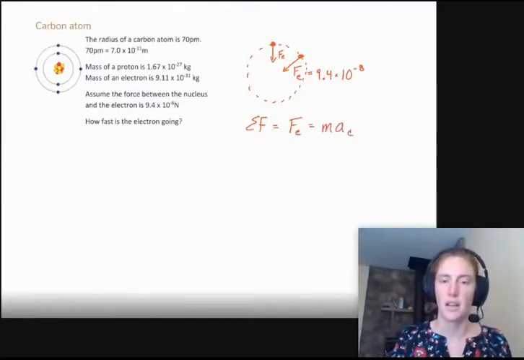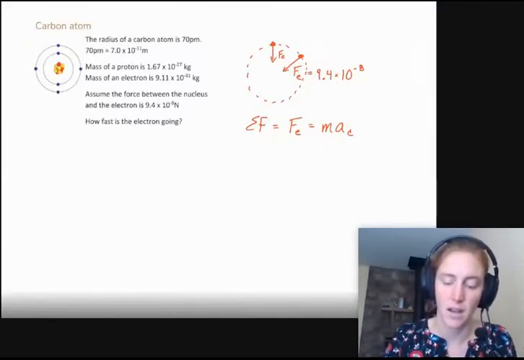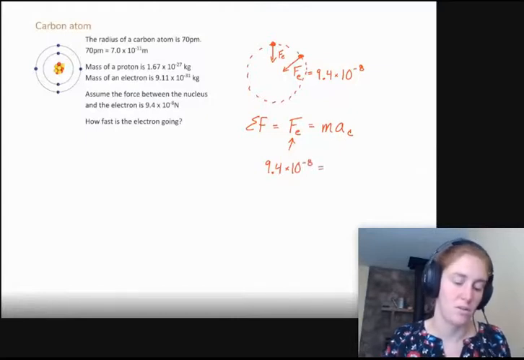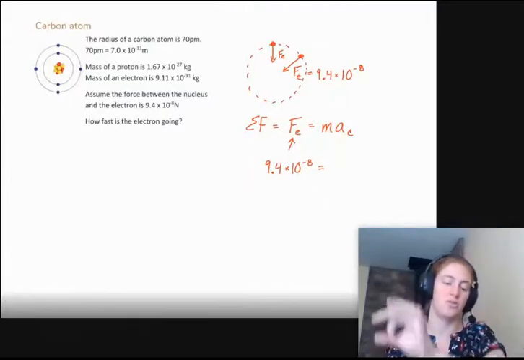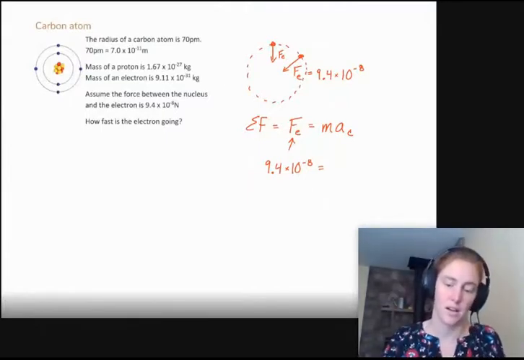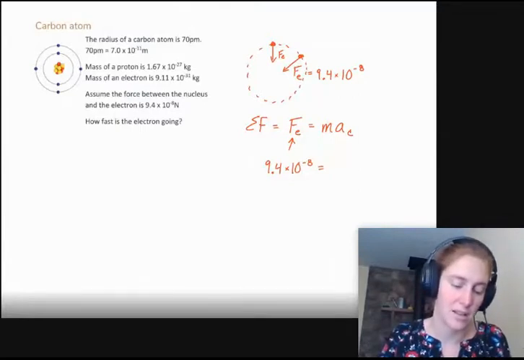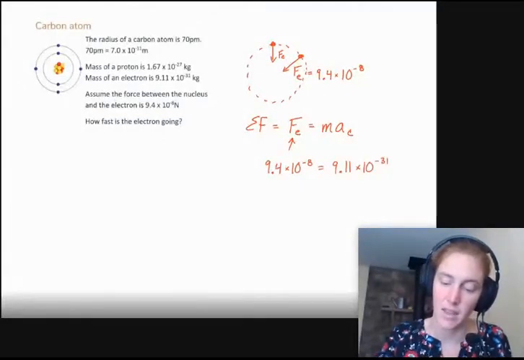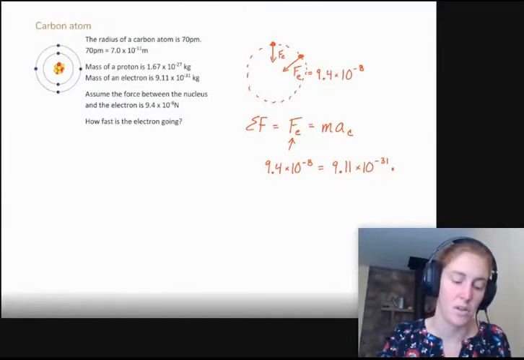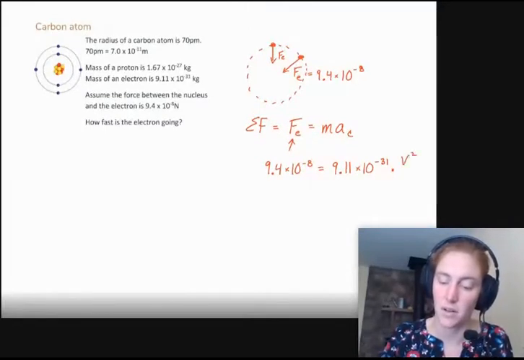So we have our electrostatic force is going to be equal to our mass times the acceleration to go in a circle. The electrostatic force that we were given is 9.4 times 10 to the negative 8. I want to know the force on the electron because the electron is what's going around. So I need to use the mass of the electron because that's the thing flying around in a circle. So that is 9.11 times 10 to the negative 31. And then the acceleration to go in a circle. We don't know what that is, but we do know that it's v squared over r.